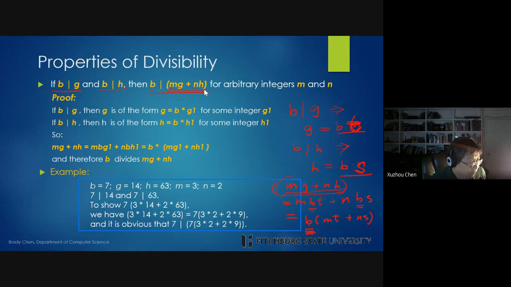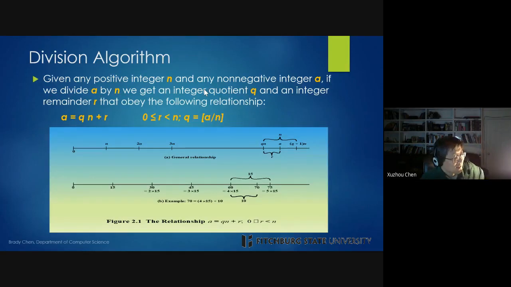Now these are very basic properties of divisibility. Now I'm going to slow down, give you more time to absorb this. Do you have any questions on this? Because if you don't, then I'm going to move forward. No? Okay.